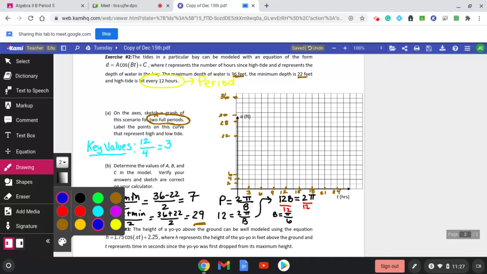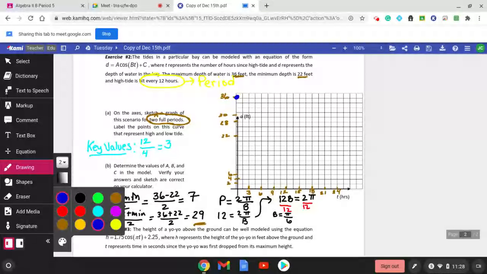Starts at high tide, finishes at high tide. All right, I need a little help graphing my points. Let's go 11 here. Liz, back to you. Where's the cosine curve start, Liz? The max. Yep, so we're going to start up at 36.